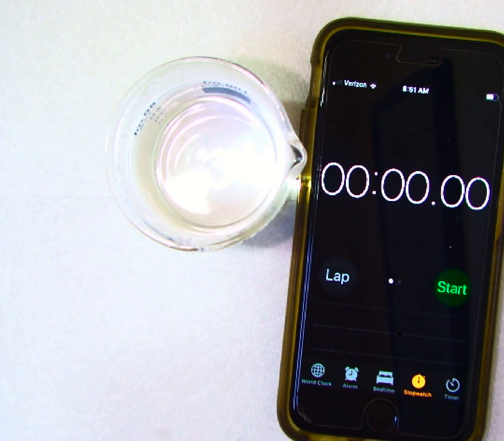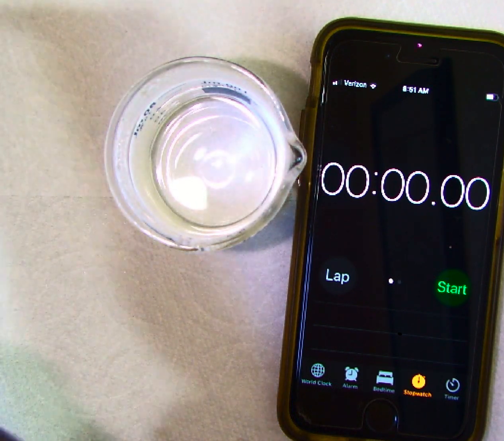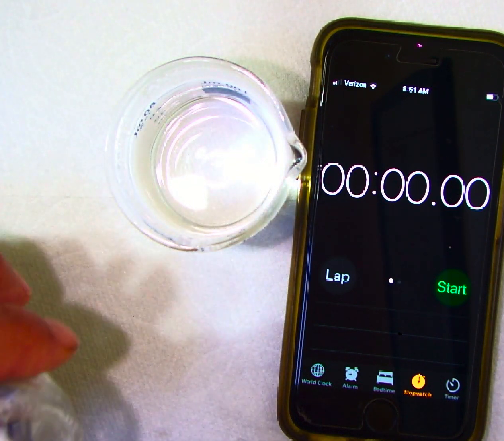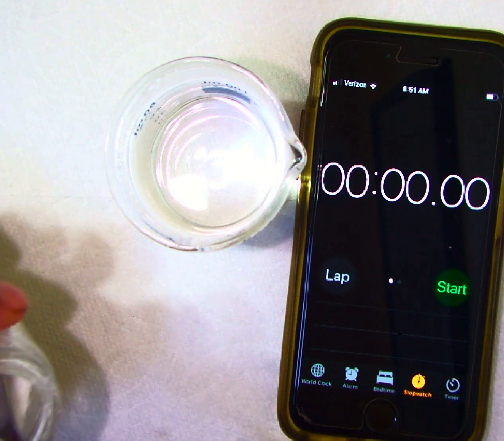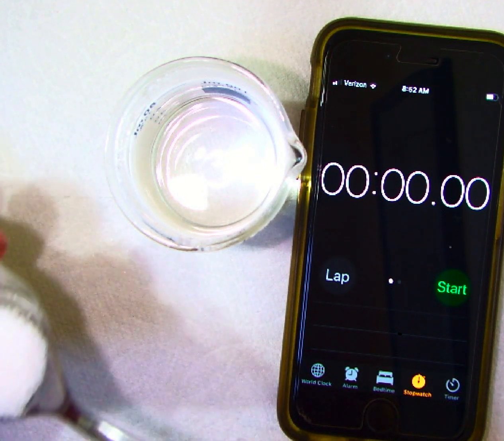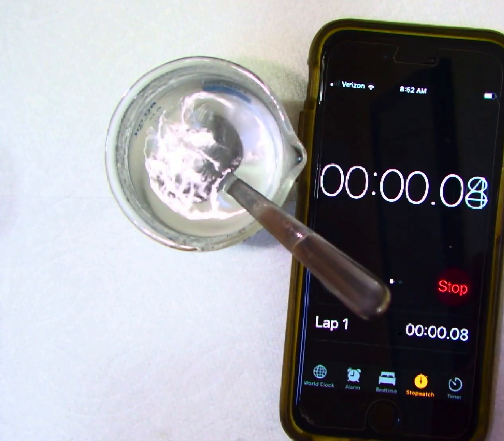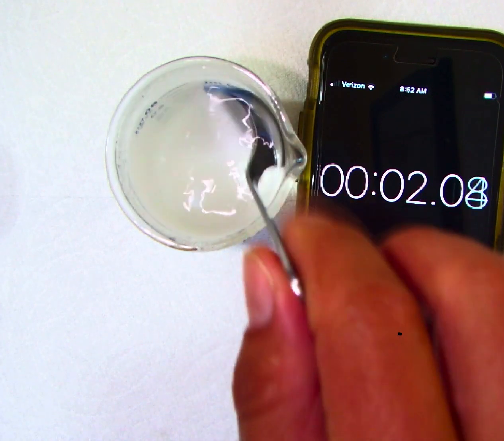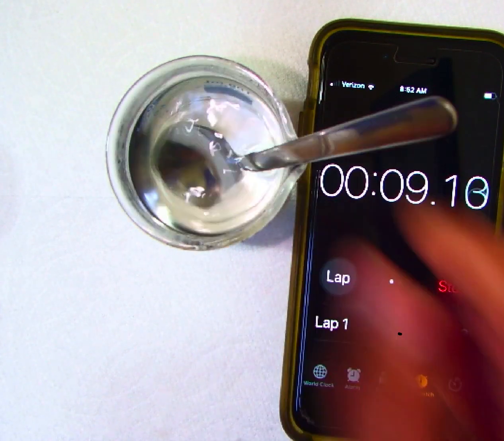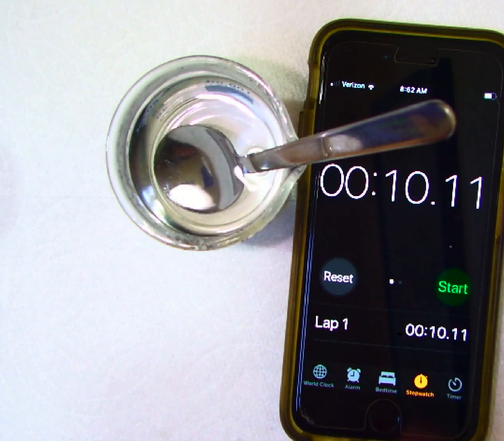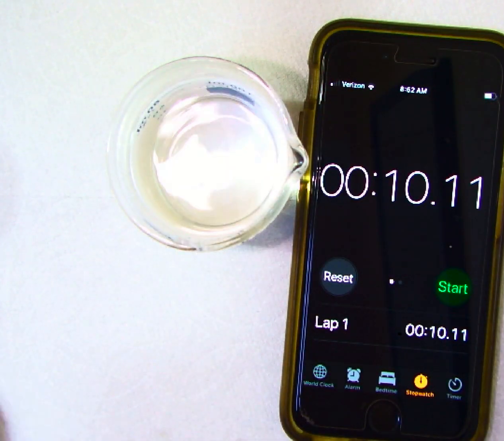And on this one, we'll do the same trick here. Get our sugar crystals ready. Put in here and start. And it's pretty much dissolved. So about 10 seconds for that one.